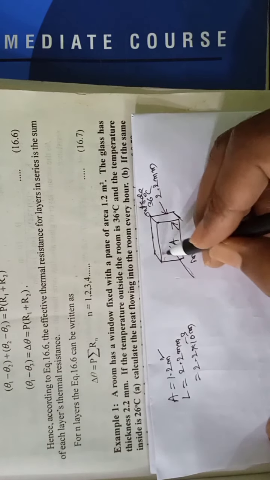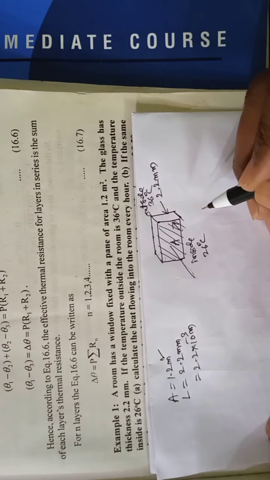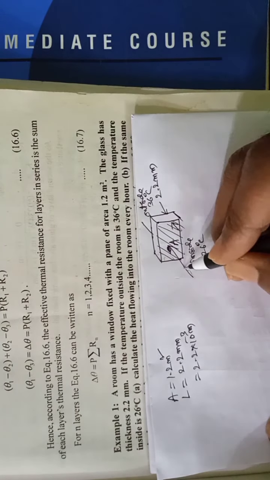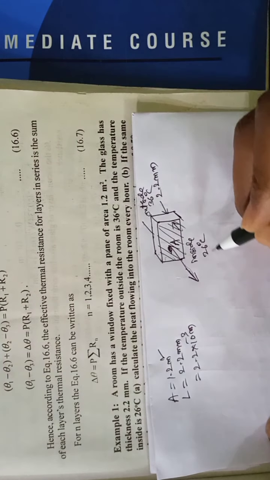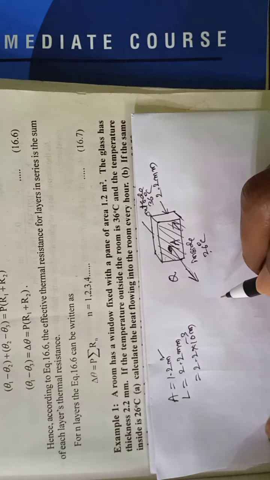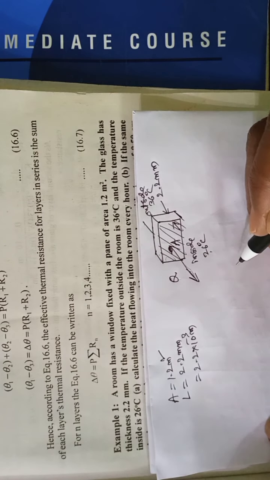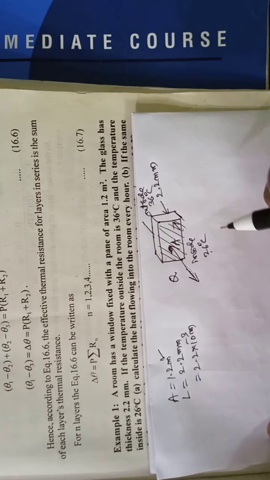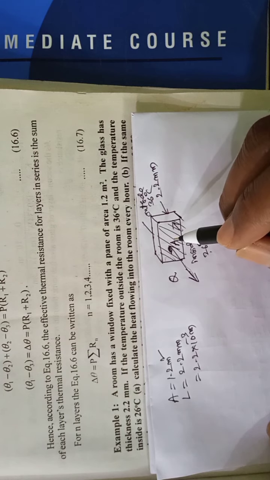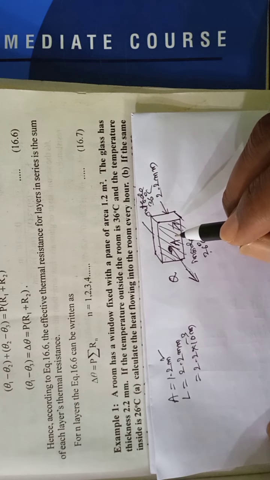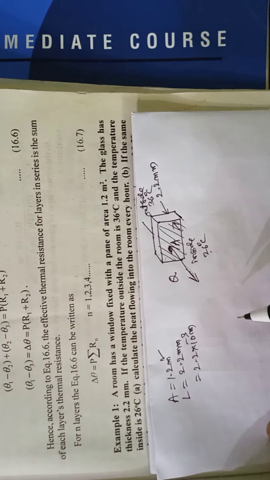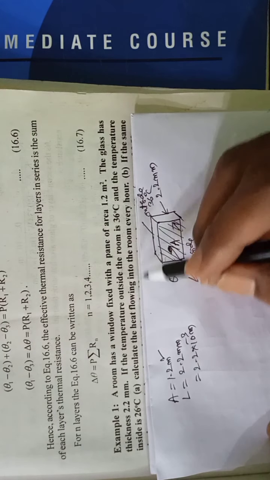This is the cross-sectional area. Heat is flowing, so heat comes from outside to inside, because outside temperature is more, inside temperature is less. So heat is flowing from outside to inside through the glass. See, actually glass is a poor conductor, but it is having a certain K value. It can be low, but it is having a certain K value, and with that value we are going to calculate the heat flowing into the room every hour.